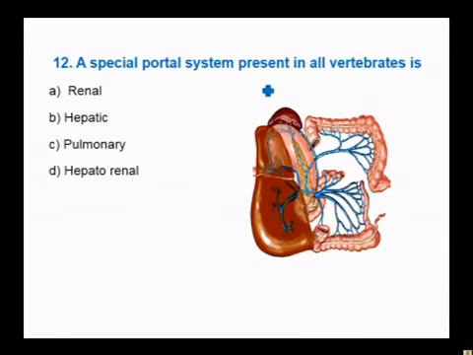A special portal system present in all vertebrates is renal, hepatic, pulmonary, hepatorenal. We are gifted with a beautiful gift, the hepatoportal system. We find the blood capillaries from the intestine and the stomach are all connected to the liver. Liver acts as a check post. It's a metabolic mill of the body. So, a special portal system present in all vertebrates is the hepatoportal system. What is the significance here?